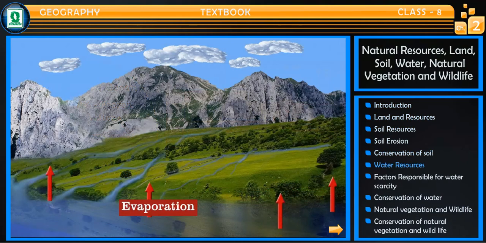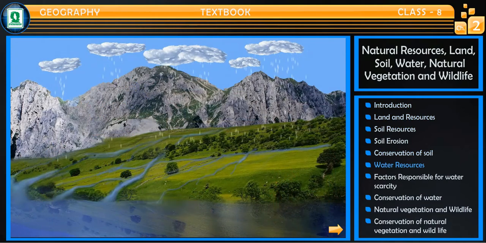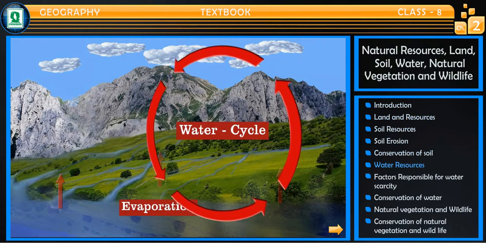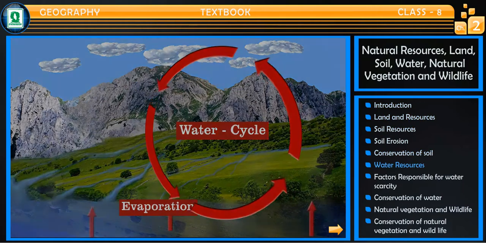Water is a renewable resource. Some water evaporates from the oceans and other large bodies of water. It returns to the earth as rain, snow, and other kinds of precipitation. This process is called the water cycle.